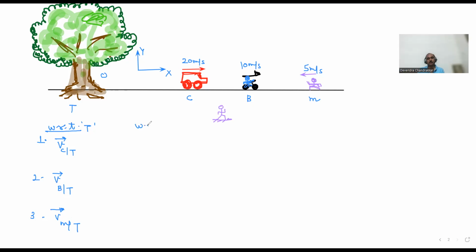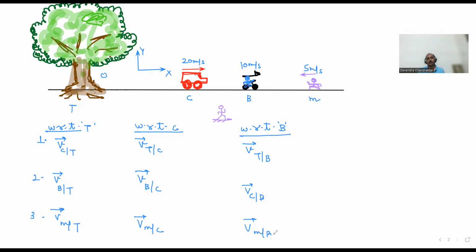Second column is with respect to car. You have to find velocity of tree with respect to car, velocity of bike with respect to car, velocity of man with respect to car. Third is with respect to bike. You have to find velocity of tree with respect to bike, velocity of car with respect to bike, and velocity of man with respect to bike.